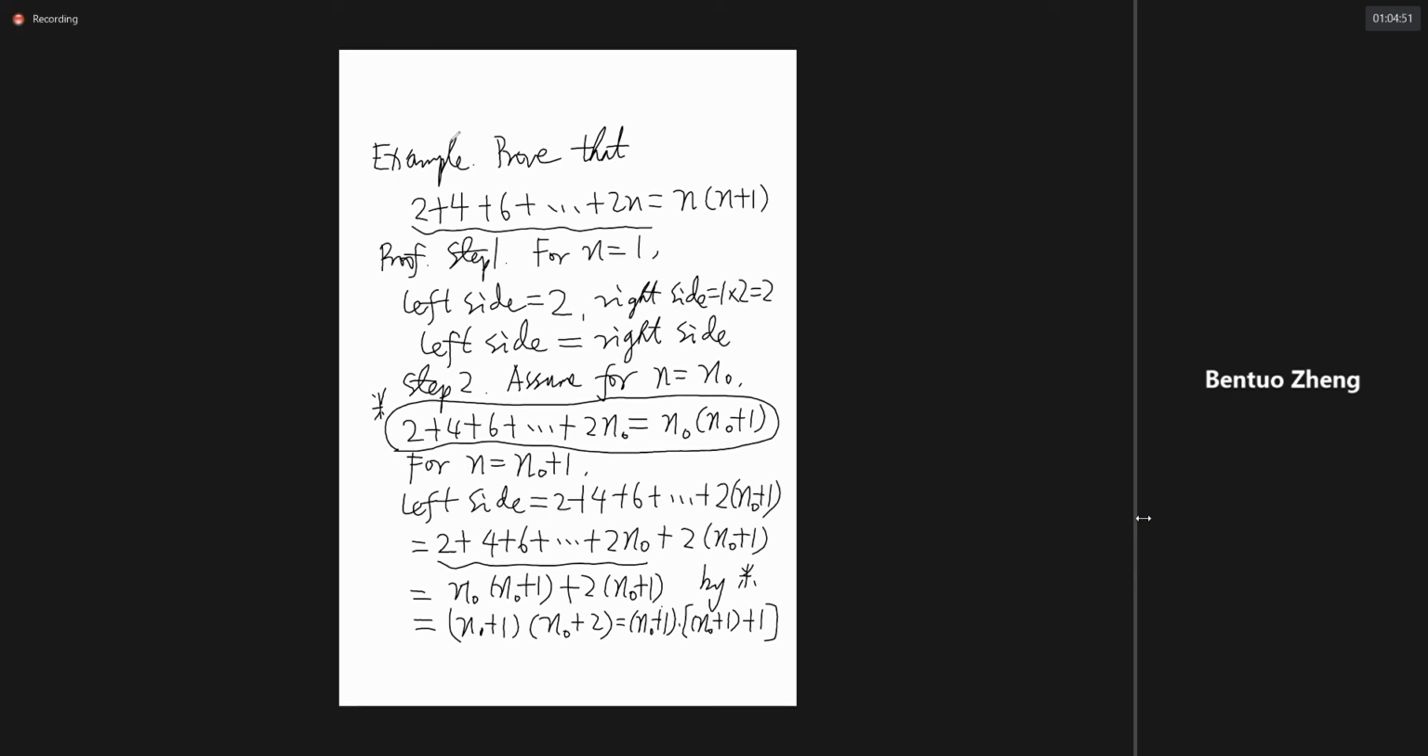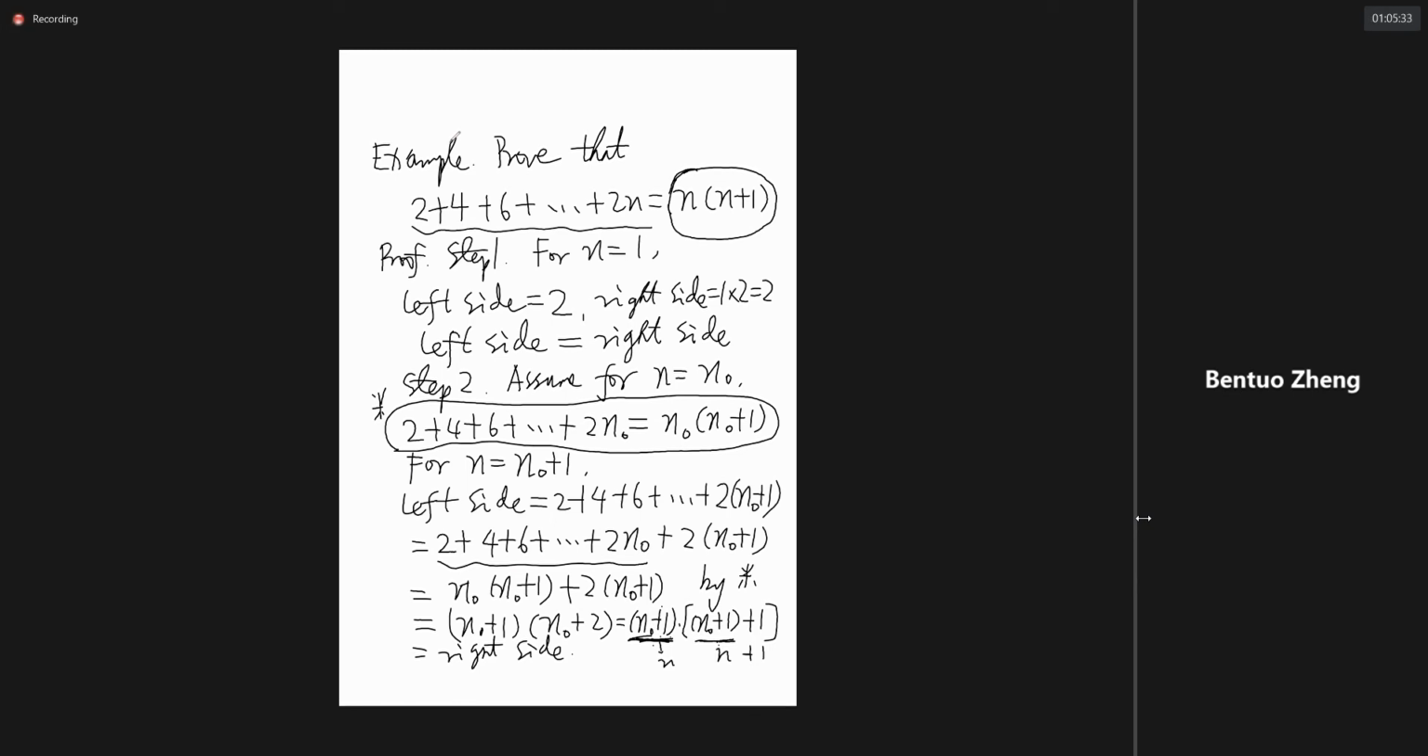So this is exactly the right-hand side of this equality, because n equals n0 plus 1. So n0 plus 1 is n, and the second part, n0 plus 1 plus 1, is n plus 1, okay? So this is exactly the right side.